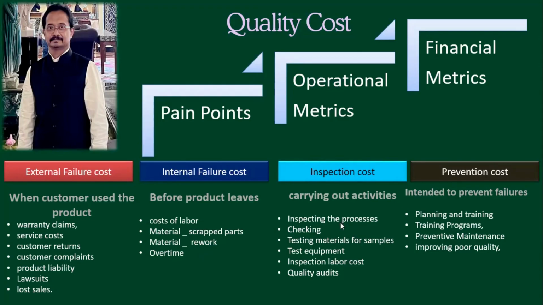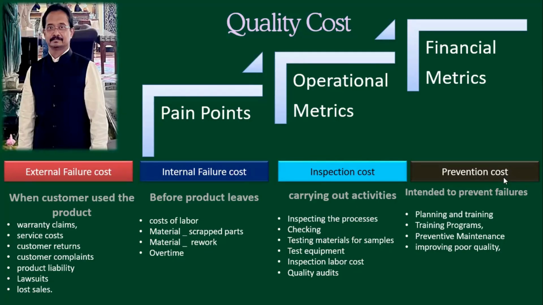And what is the inspection cost? Inspection of the process: I'm checking that all the material is going in the right direction, and then testing the material for samples, test equipment, inspection labor costs, and quality audit. These are all inspection costs. It is a pure quality cost, right?